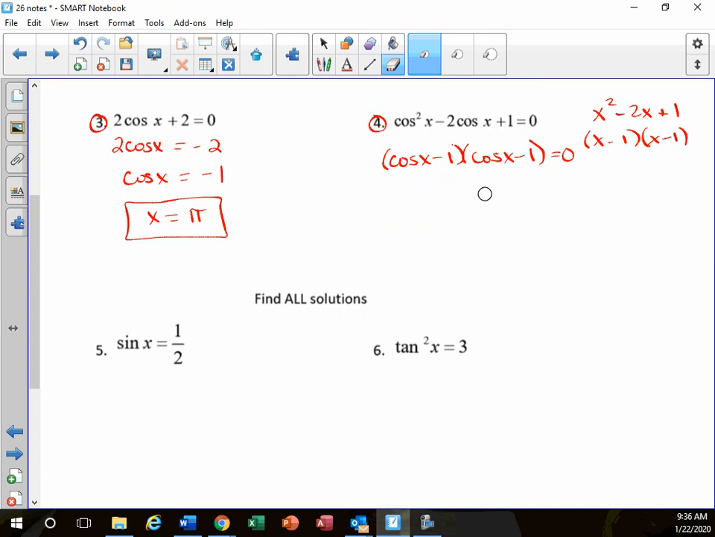Yeah, but if instead of doing that I just wrote cosine of x equals 1. Cosine of x, yeah. All right, guys, so what's our answer for this one? 0. Just 0, right?